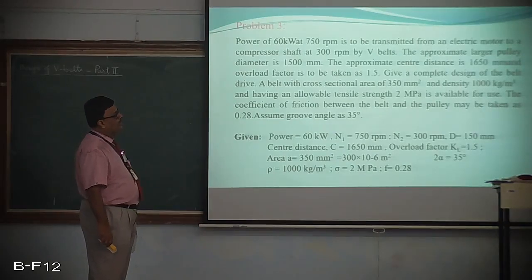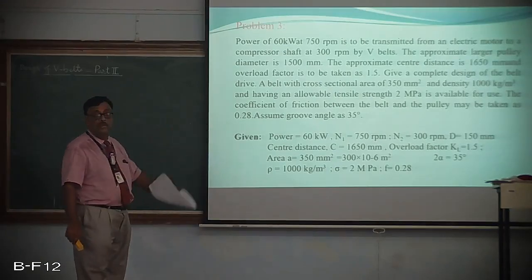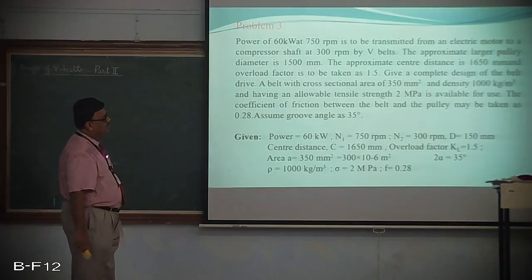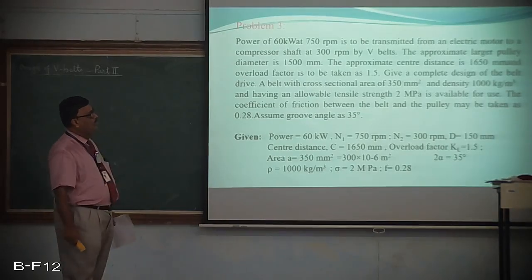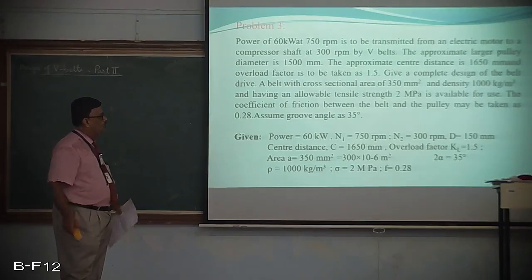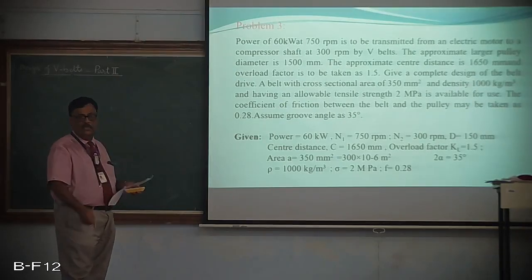Give a complete design of the belt drive, and a belt with cross-sectional area of 350 mm square and density of 1000 kg per meter cube and having an allowable tensile strength of sigma 1, that is 2 megapascal, is available for use. The coefficient of friction between the belt and the pulley may be taken as 0.28 and assume the groove angle as 35 degree, that is 2 alpha.